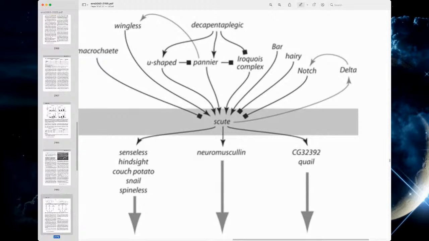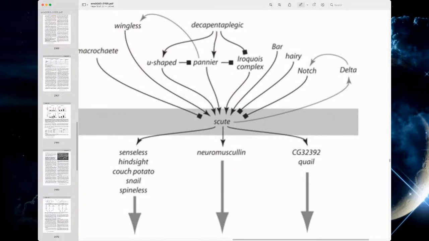Neuromusculin, quail, senseless, hindsight, couch potato, snail. I love how they name genes. Couch potato. If they knock out couch potato, the thing probably just lays around, doesn't do anything. It doesn't eat. And snail, it goes slower. Spineless. They don't have spines. Senseless. They wander around senselessly, kind of like me. So, pentaplegic.